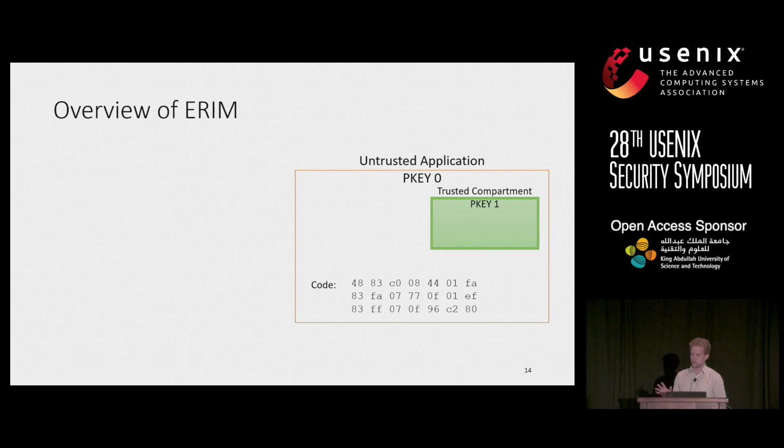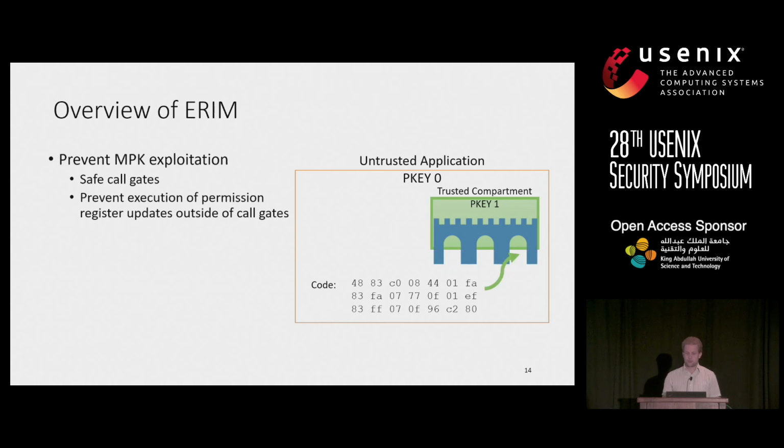So here is the overview of ERIM and how we prevent this privilege escalation. We isolate the sensitive data in a trusted compartment in pages marked with protection key 1. And then we prevent malicious attacks from gaining access to this protection key 1 in a two-step approach. We first define a safe way to switch between the untrusted application and the trusted compartments using call gates. And second, we prevent an attacker from executing instructions that would violate our isolation guarantees for the trusted compartment.